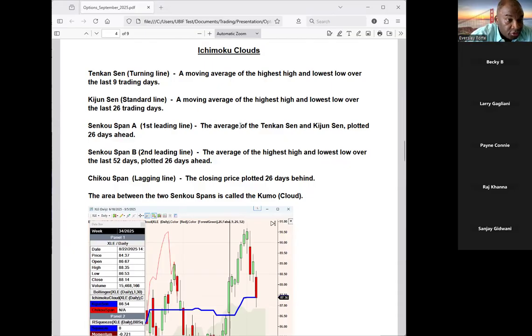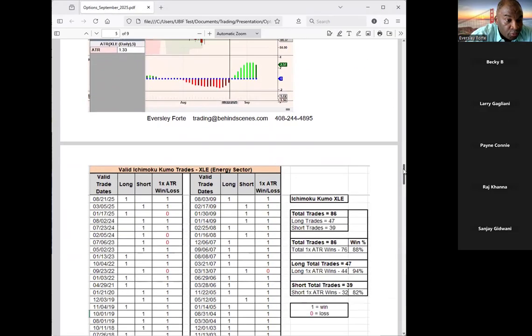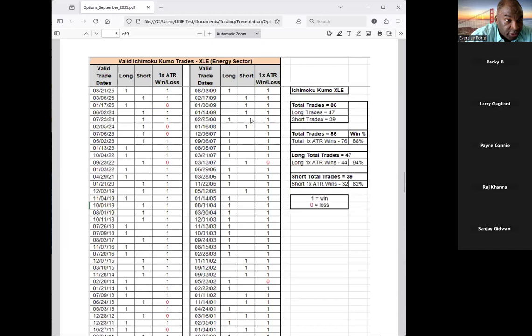We're going to go through the Ichimoku Cloud and we're going to go through one strategy in particular. It's a Kumo buy. In the handout, I picked one symbol, XLE, the energy sector, and we put down every valid trade over the last 20-something years.